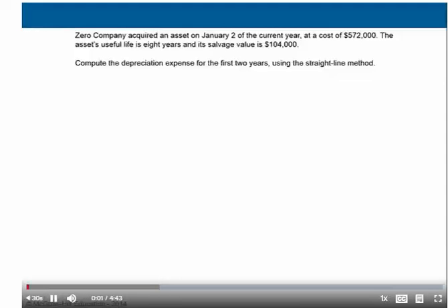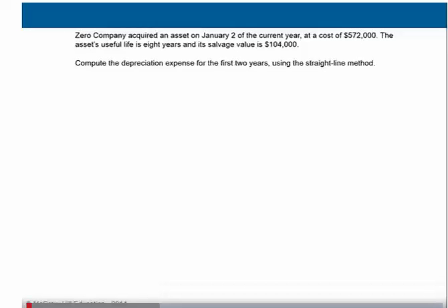Zero Company acquired an asset on January 2nd of the current year at a cost of $572,000. The asset's useful life is 8 years and its salvage value is $104,000. Compute the depreciation expense for the first 2 years using the straight-line method.